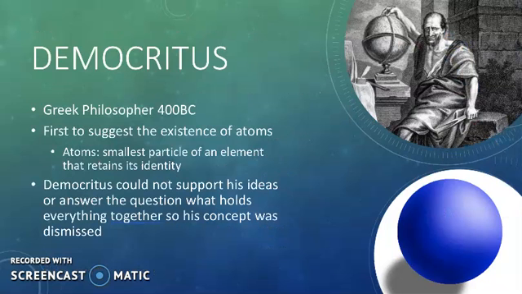Democritus was a Greek philosopher in 400 BC. He was the first to suggest the existence of atoms. And then he made the definition for atoms: the smallest particle of an element that retains its identity, which is what we use for the definition today. He could not support his idea or answer the question what holds everything together, so his concept was actually dismissed. He was way ahead of his time and known for first coining the term atom. You can see his model on the far bottom right, just a round solid ball. But he did know that atoms were the things that made up everything else.